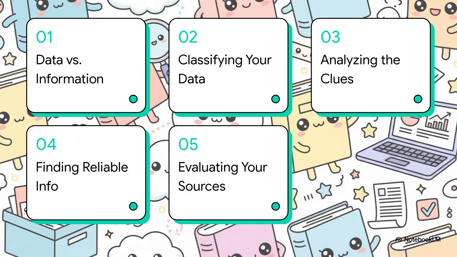effectively. So here's our mission briefing for today. First, we'll learn to tell the difference between raw clues and hard evidence. Then, we're going to classify those clues, figure out how to interrogate them for insights, hunt down some reliable intel, and finally, we'll vet every single source to make sure our case is absolutely bulletproof.